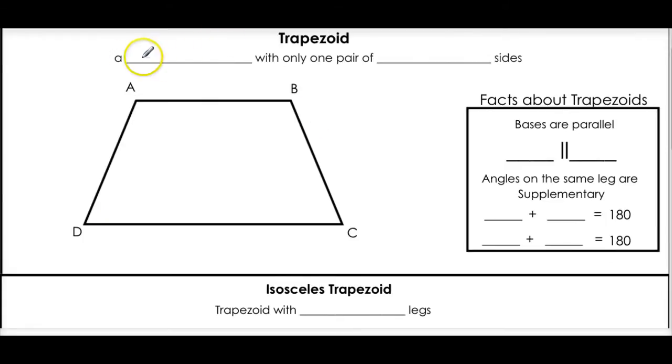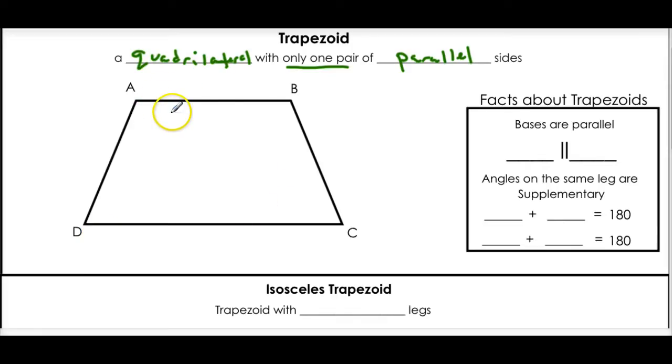All right, it is a quadrilateral, and a trapezoid is a quadrilateral with only one pair of parallel sides. Remember, our parallelogram had two pairs of parallel sides. This only has one pair. Now look at this trapezoid right here, A, B, C, D.